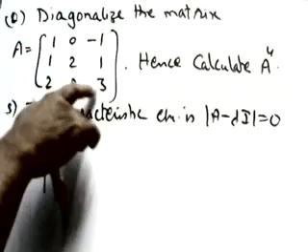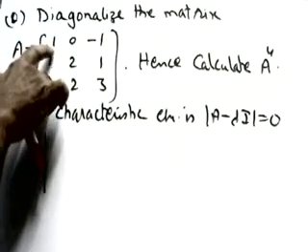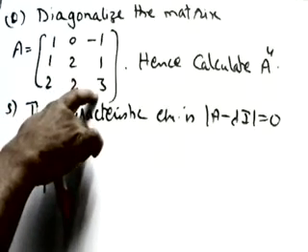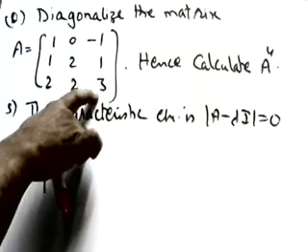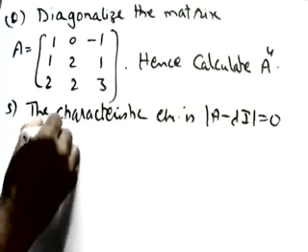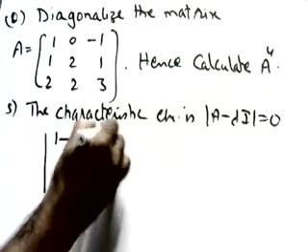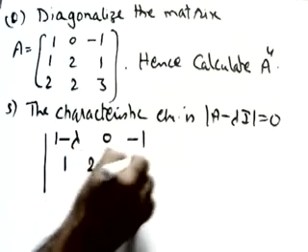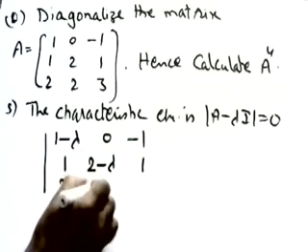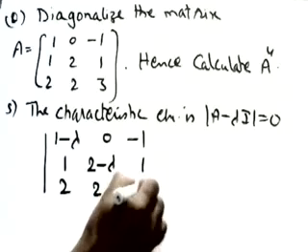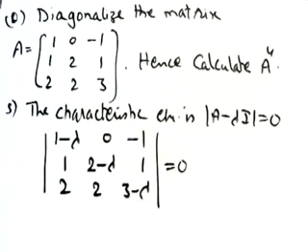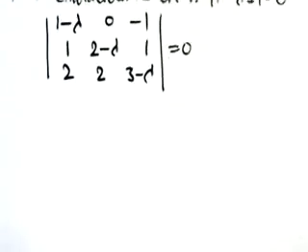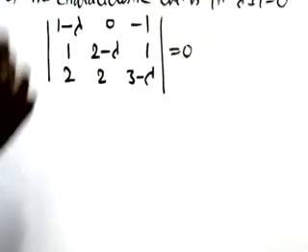So what will be A minus lambda I? With the three diagonal elements we get minus lambda: 1 minus lambda, 2 minus lambda, 3 minus lambda. The remaining numbers remain the same. So you write like this: 1 minus lambda, 0, minus 1; 1, 2 minus lambda, 1; 2, 2, 3 minus lambda, equals 0. Let me expand this determinant.